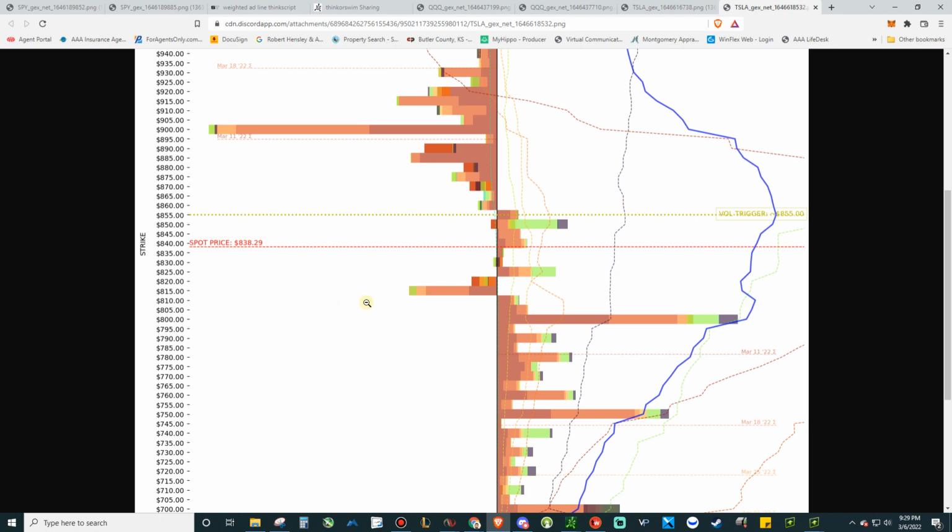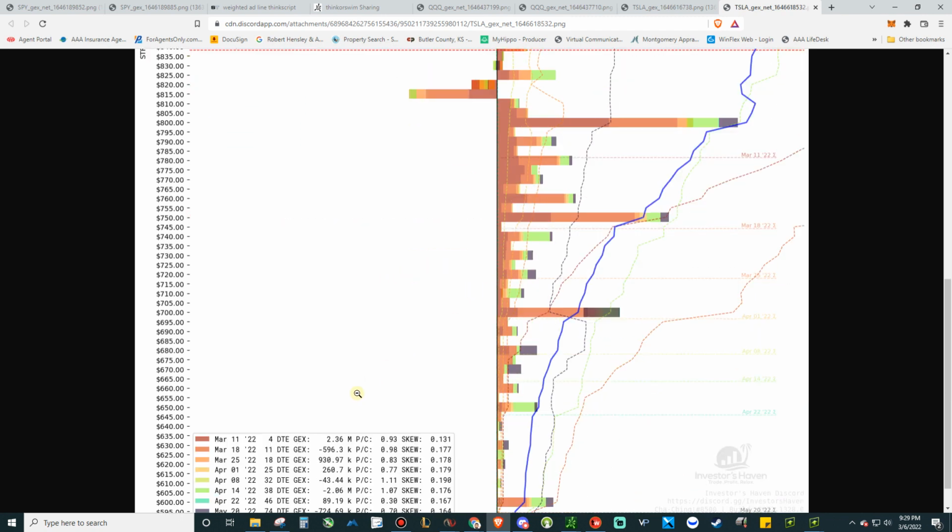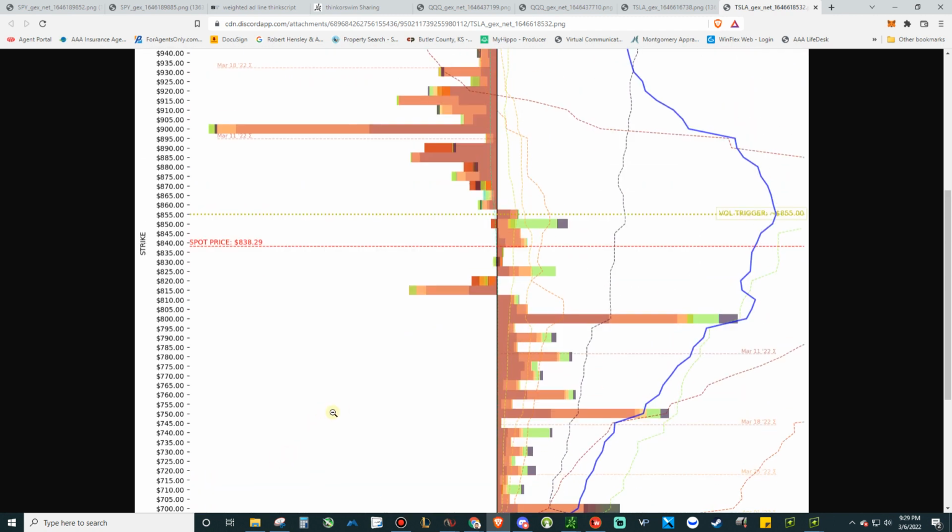The next thing would be looking at the exposure. That March 11th exposure is this color here. So we've got a lot of positive gamma exposure on the 900, meaning that's going to sort of act like a magnet for Tesla stock. However, it still has to get over this volatility trigger.